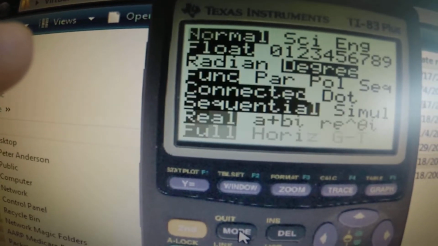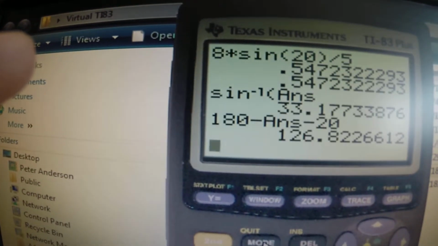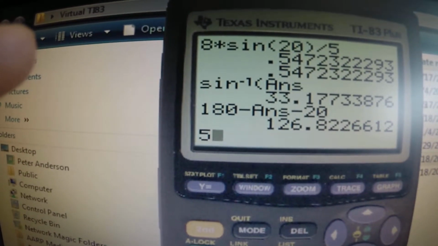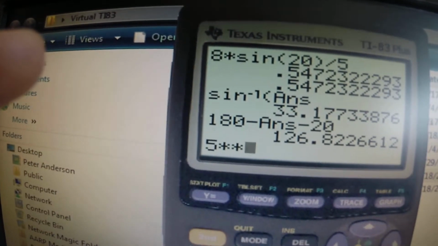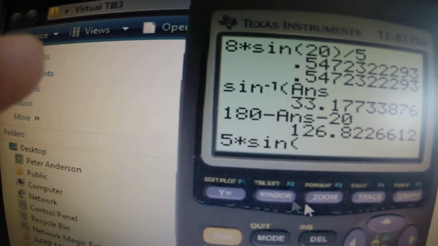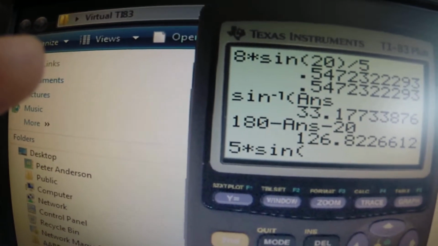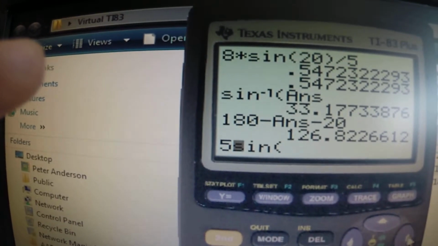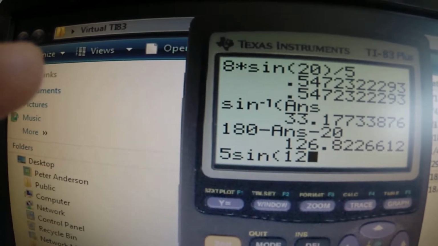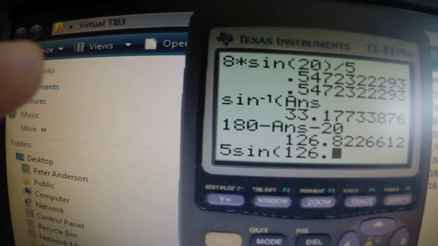Oh, yes, sweet. Make sure you always check to make sure your calculator is in degrees. I did not, and it was almost like I had to do another video. That would have made me sad. By the way, I say 5 times sine. You don't have to. You can just type 5 sine if you wanted to. Doesn't matter. However makes you happy. Do what makes you happy.